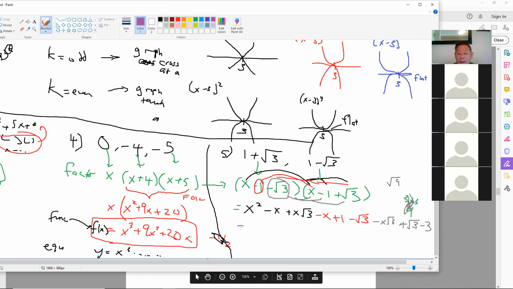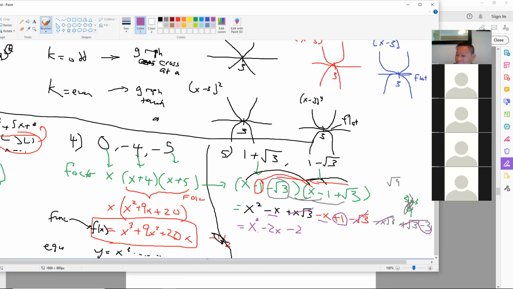And now you combine like terms. So x squared is by itself, you cannot combine it. How many x terms do we have? This fellow and this fellow, right? So we get -2x. What happens to the x root 3? It's being canceled out. 1 minus 3, this is 1. And 1 minus 3 is -2. And what happens to your root 3? One of them is minus, one of them is plus. What happens? It cancels out.